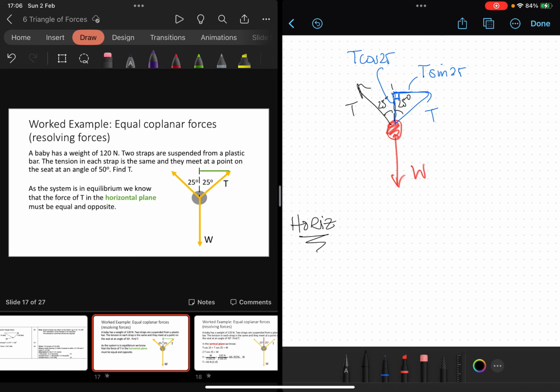So if I consider things from a horizontal perspective, then we've got T sine 25 equaling T sine 25 from the blue cable. Now I'm not considering weight because weight acts vertically. There is no component of weight horizontally, so that's all that I can say by considering things from a horizontal perspective. So what can I say from a vertical perspective?